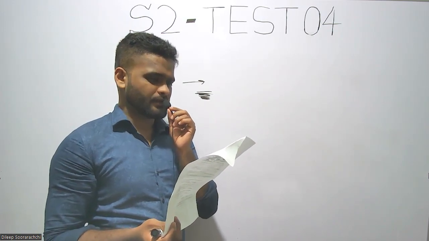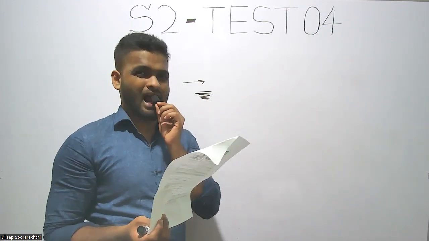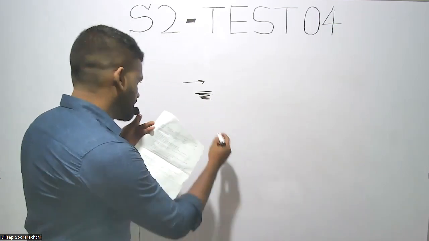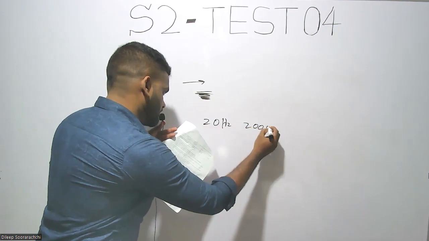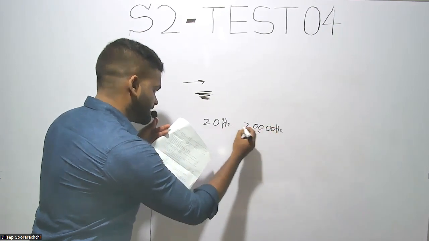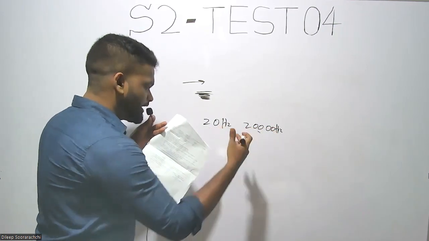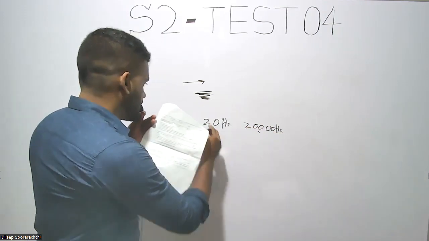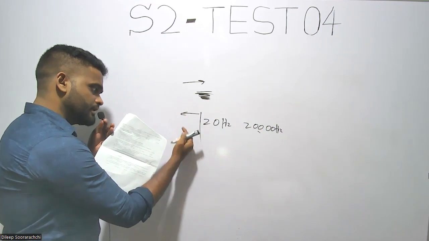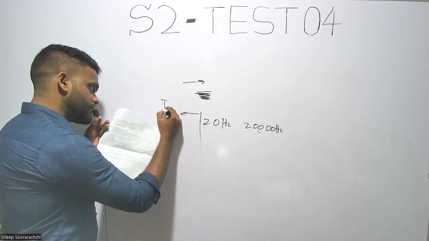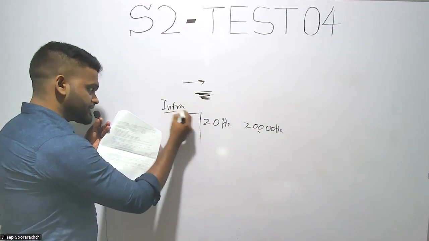So if I further clarify what infra and ultra means, 20 hertz to 20,000 hertz, this is the audible frequency range for the human ear. So if a sound wave is less than 20 hertz, we call that infrasound.